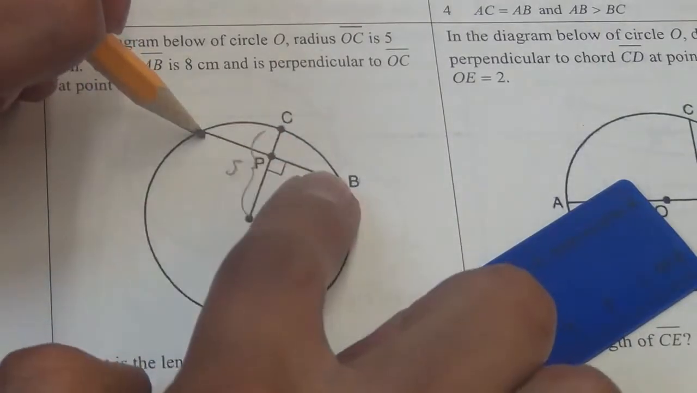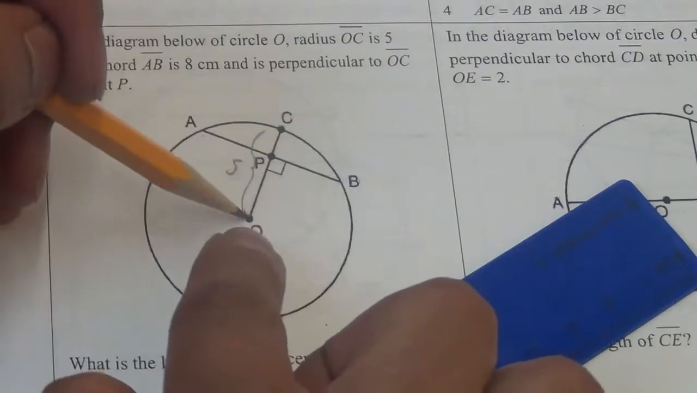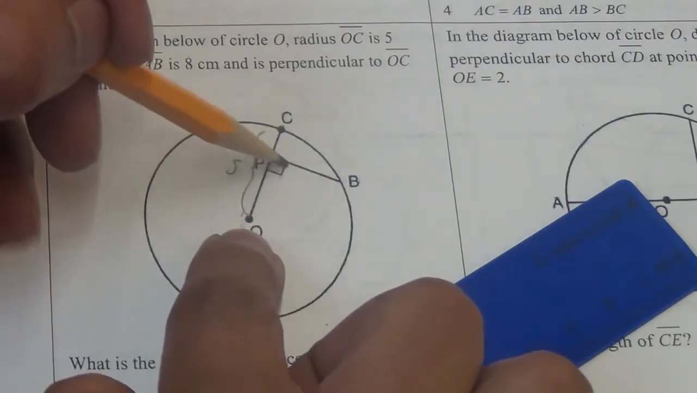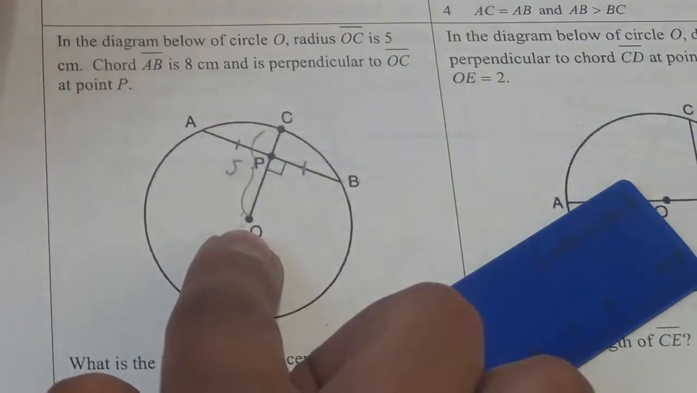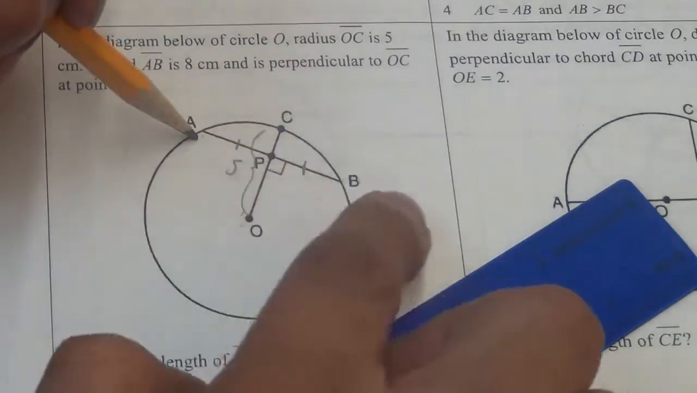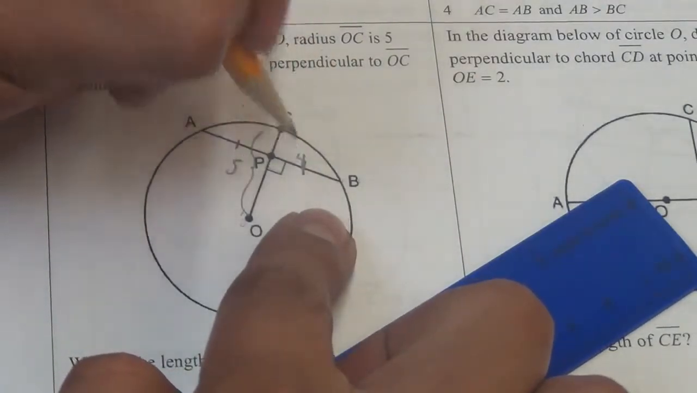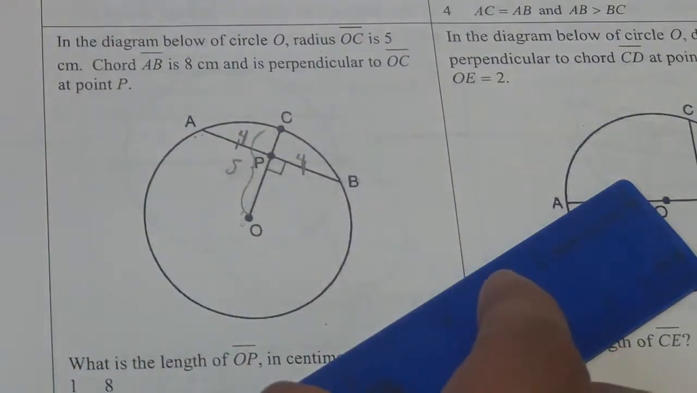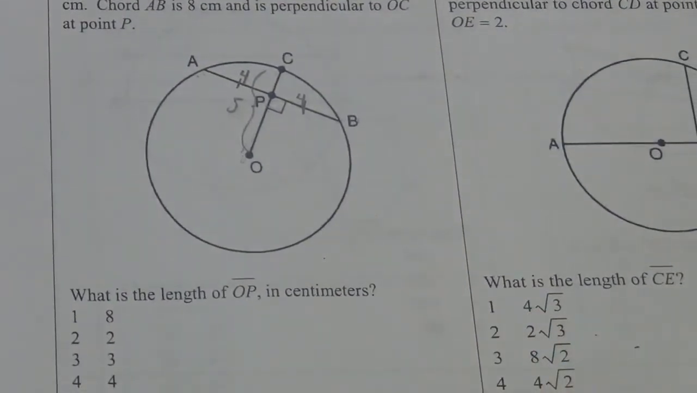So this AB is perpendicular to OC. And OC, as I can see, is actually a radius. Oh, and when a radius is perpendicular to a chord, it divides it into two congruent segments. And AB is 8. So then what is this PB right here? 4. And what is this AP right here? 4. And now what?